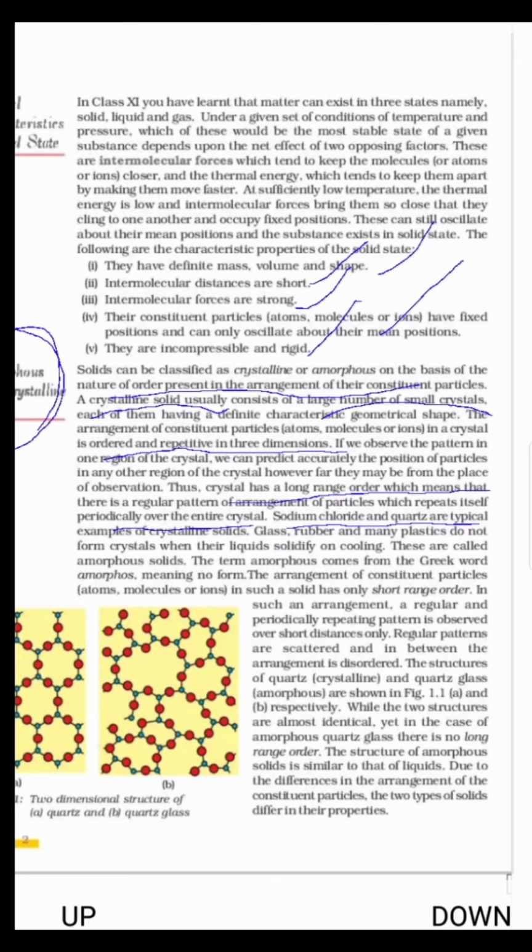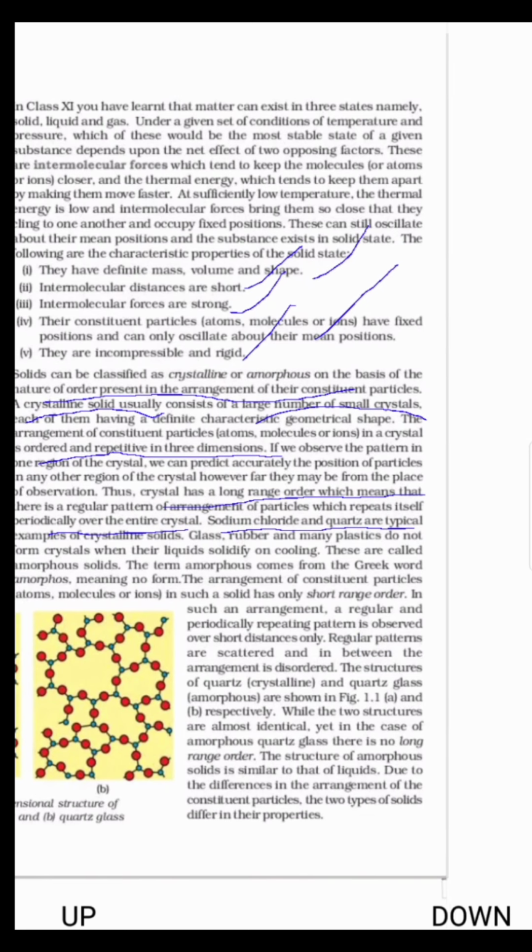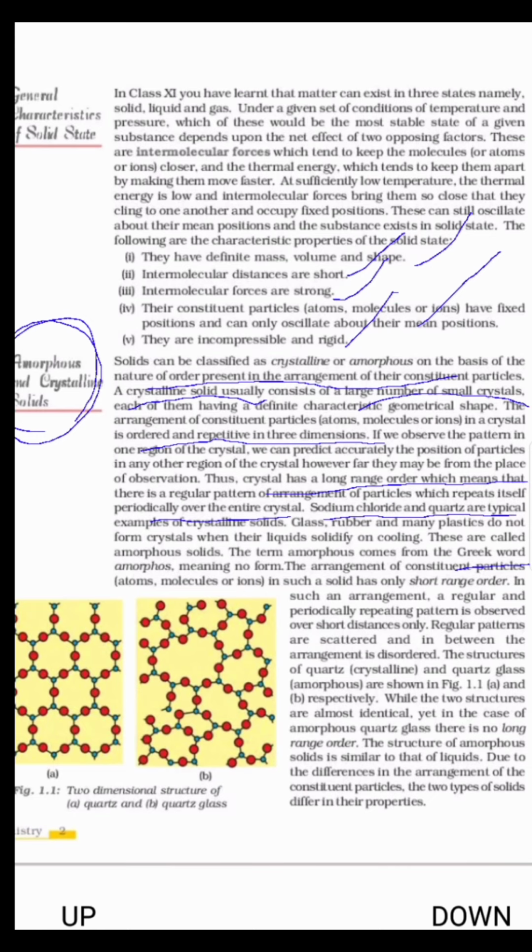Amorphous solid. First of all we have to know that the word amorphous is coming from the Greek. What is the meaning of that word amorphous? Amorphous does not have any form. That means there won't be any particular ordered arrangement. They will have a short range order.